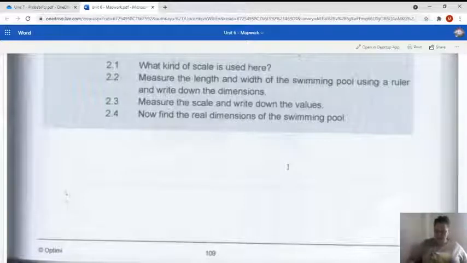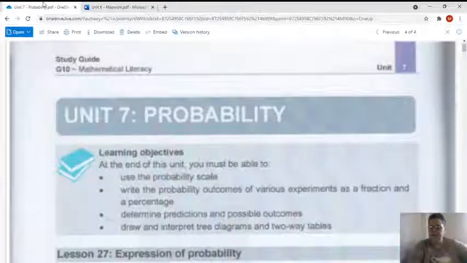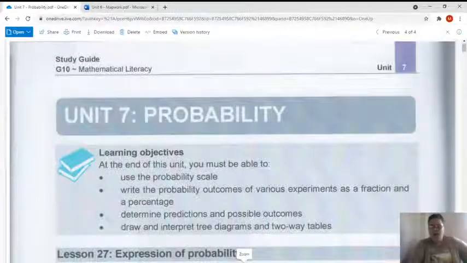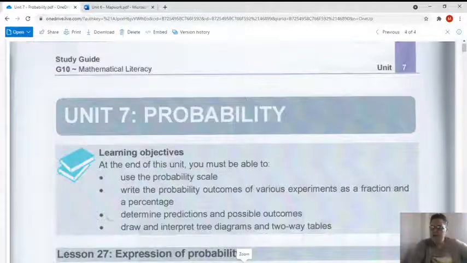So guys, I think we have made some progress on this. We are done with this section. We are moving on to probability in a second. Let me quickly get there. There's probability. I want to know if everybody understands map work.